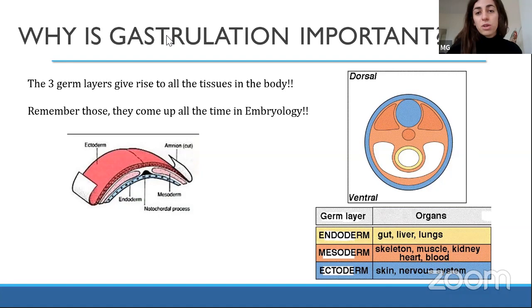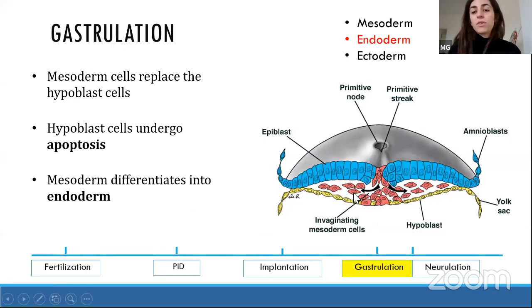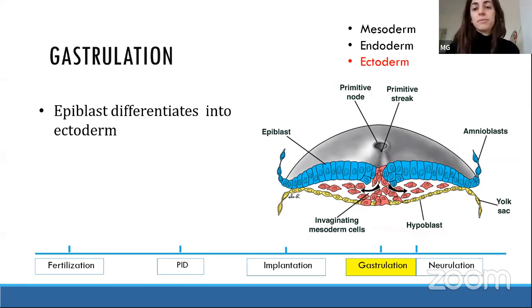Where does the endoderm come from? The endoderm comes from all the cells that have invaded and become the mesoderm. Some decide to go a bit further, right? And then invade the hypoblast, and they replace the hypoblast. So again, the hypoblast doesn't become the endoderm. That's quite important, okay? So it's a good question. The endoderm comes from the epiblast that differentiates into mesoderm and then differentiates into endoderm again as a second step.